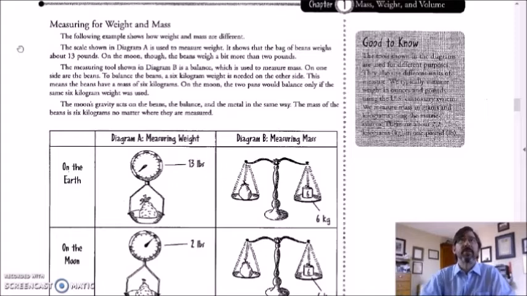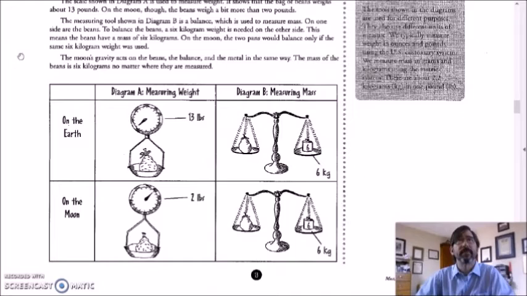The scale, shown in diagram A, is used to measure weight. It shows that the bag of beans weighs about 13 pounds. On the Moon, though, the same bag of beans weighs a bit more than 2 pounds.